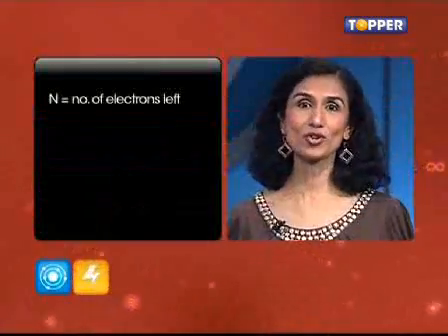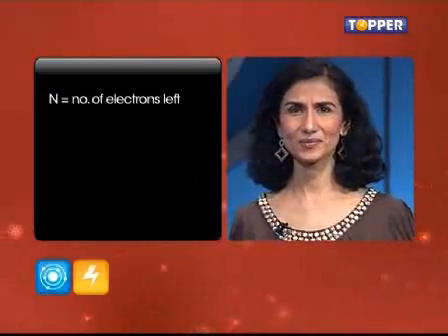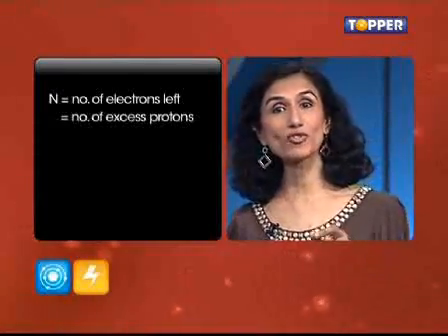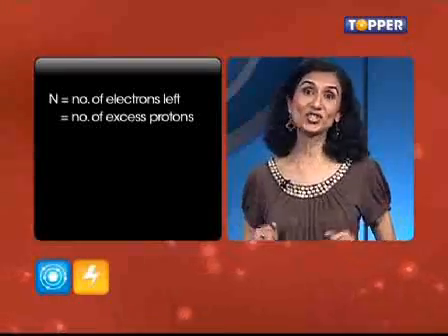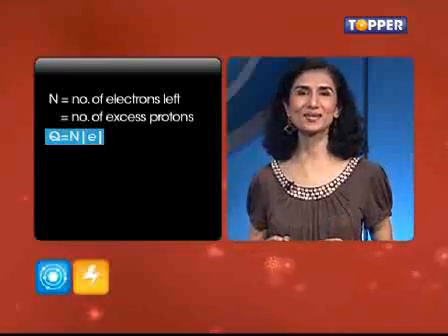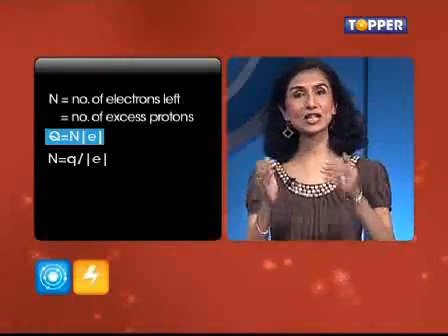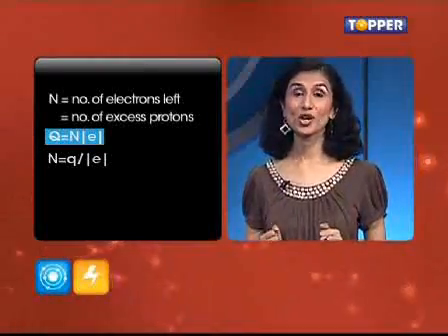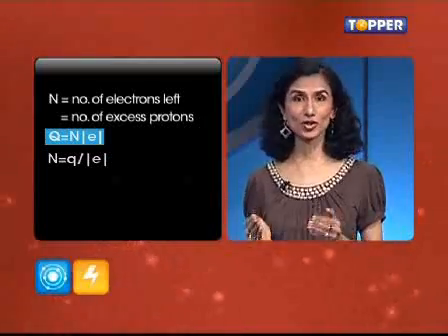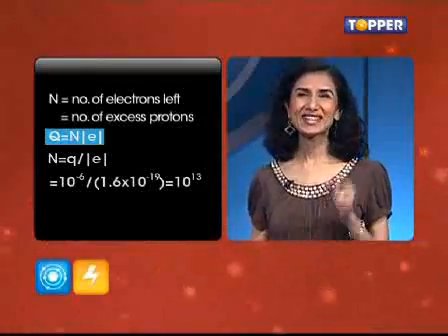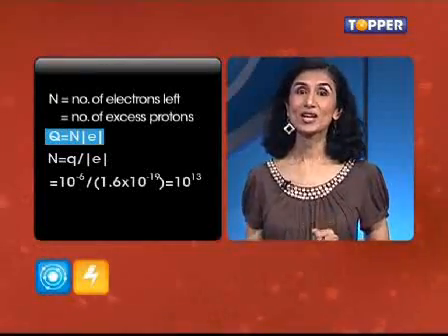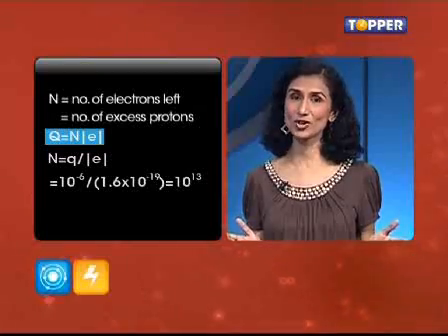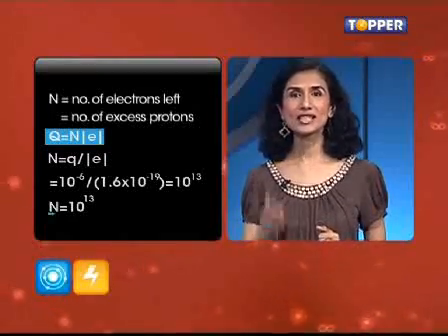Let n be the number of electrons that left the material. This is equal to the number of excess protons present in the material. Since excess charge Q is equal to n times e, n is equal to Q divided by e. On substituting the given value of Q and recalling that e is equal to 1.6 × 10^-19 Coulomb, we get the approximate number of electrons, n = 10^13.